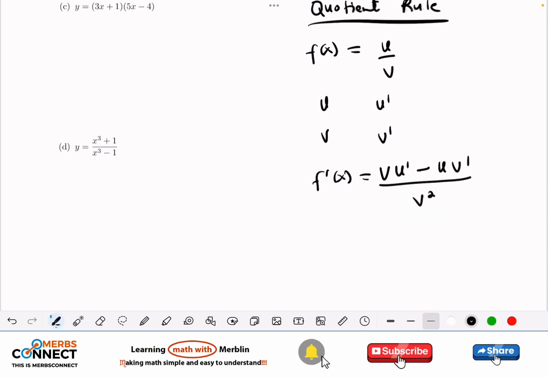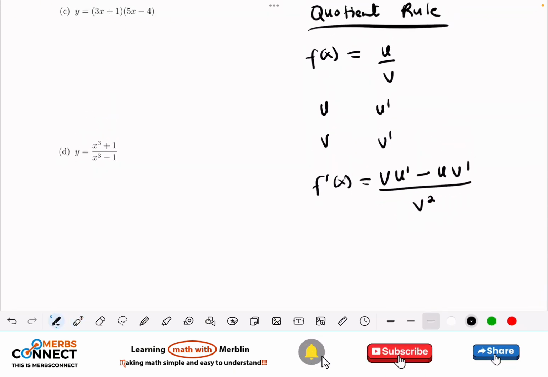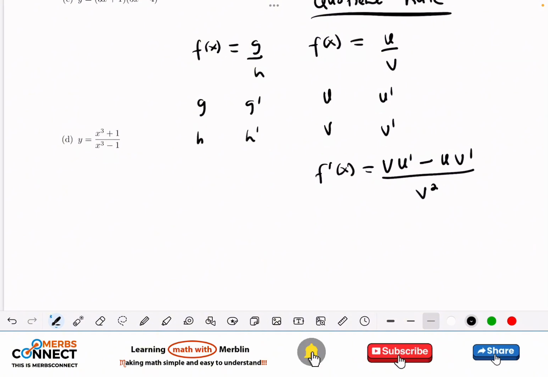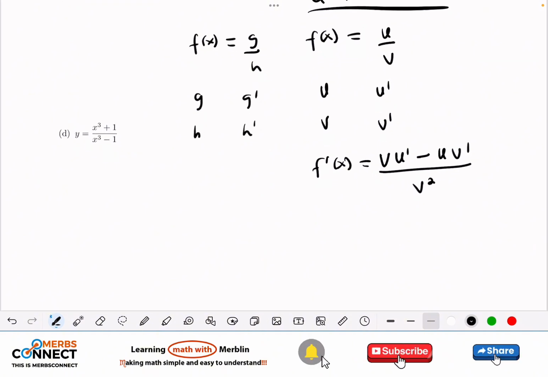Let's assume that you do yours like this. Let's assume that this one, instead of using u over v, you are using f of x equal to, let's say, g over h. It's the same thing, g prime, h prime. So what are you going to get? I'm going to have something like this.